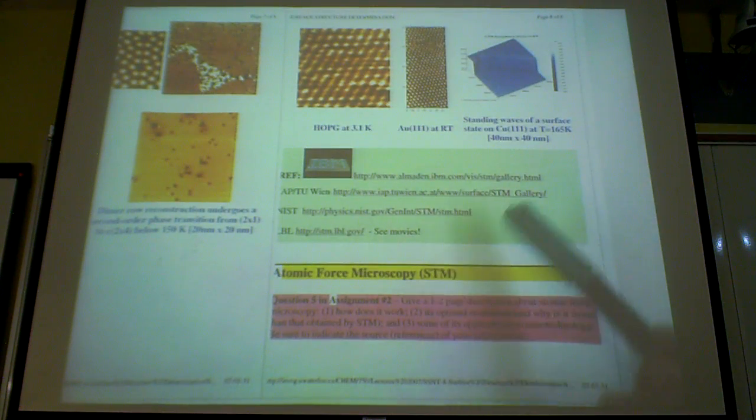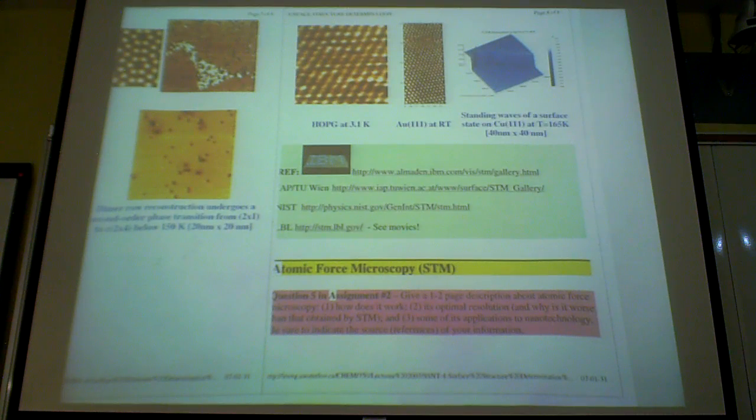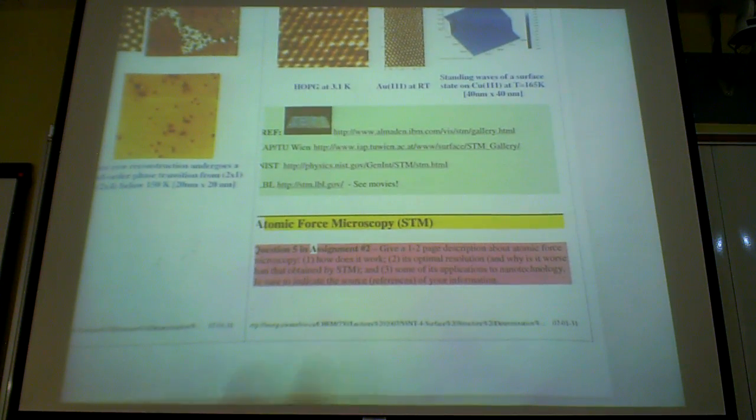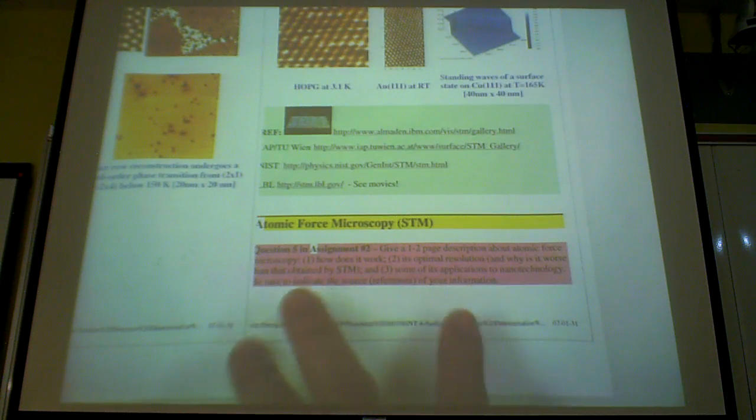So I'd like you to take a look at some of these images. They're absolutely fascinating, I think, because before STM came along, you really could not see this atomic resolution system. So I have added a question to your assignment number 2. You should take a look at it. I think it's on your printout, so you don't need to write this down.